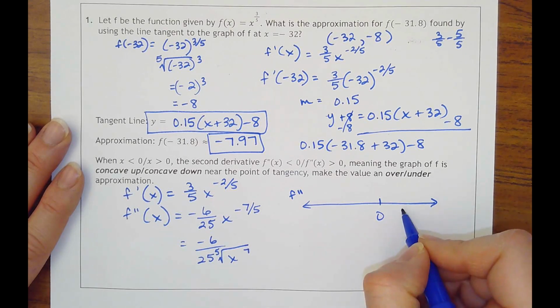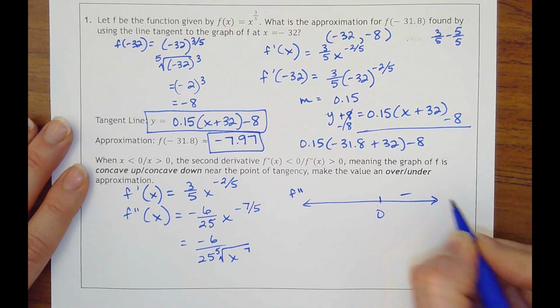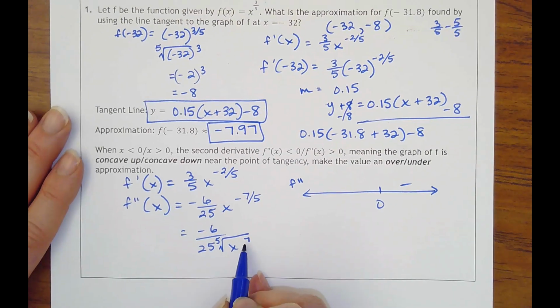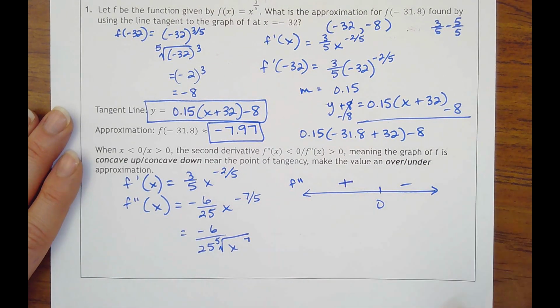So let's think about if I plug in a positive 1. 1 to the 7th power would be 1. 5th root of 1 is 1. So I'd have a negative 6 divided by a positive. That would give me a negative. If I plug in a negative 1 to the 7th power, that's a negative. 5th root of a negative is a negative. So that'd be negative divided by negative is positive.